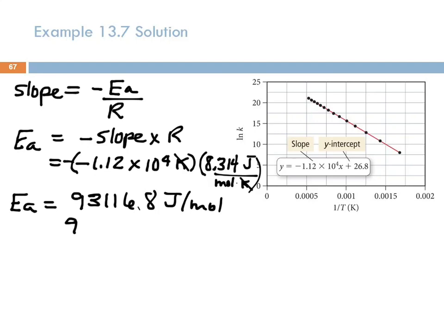So this is going to be 93.1 kilojoules per mole. Everybody okay with that? Did I screw up?